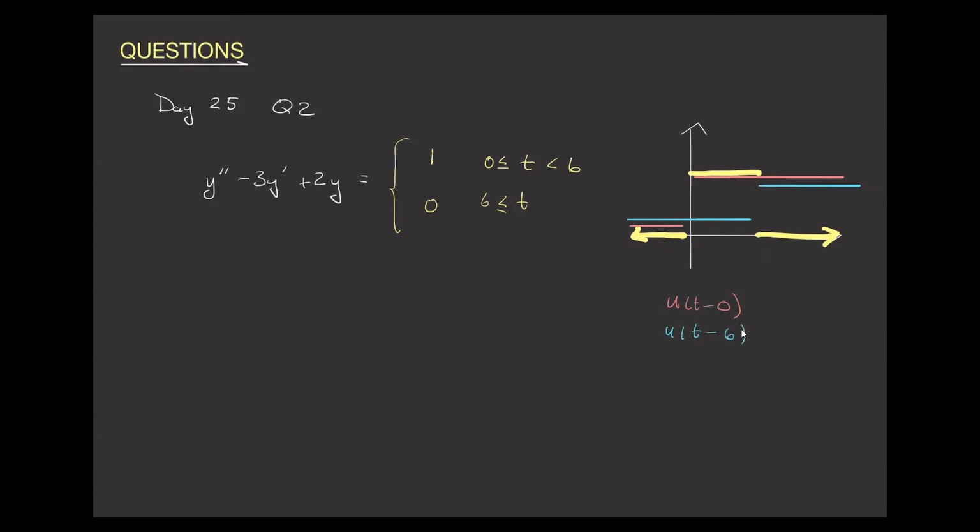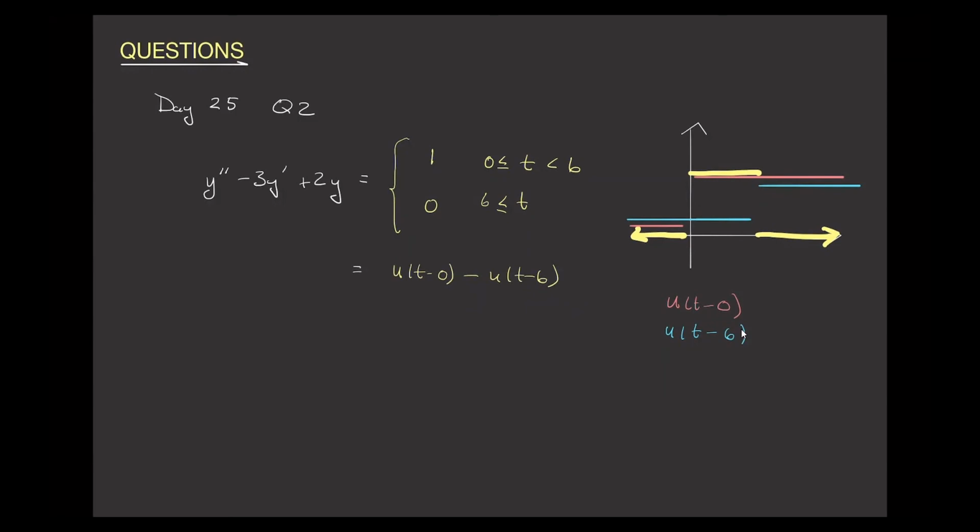And you can see if you take the difference, 0 minus 0 gives you the yellow 0. And then we take 1 minus 0 gives us 1. And then 1 minus 1 gives us 0. In total, we can then write this as u of t minus 0 minus u of t minus 6. Then we can apply Laplace transform to both sides.